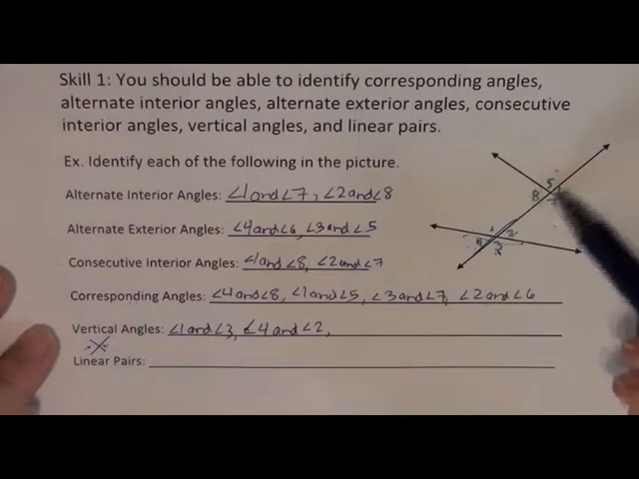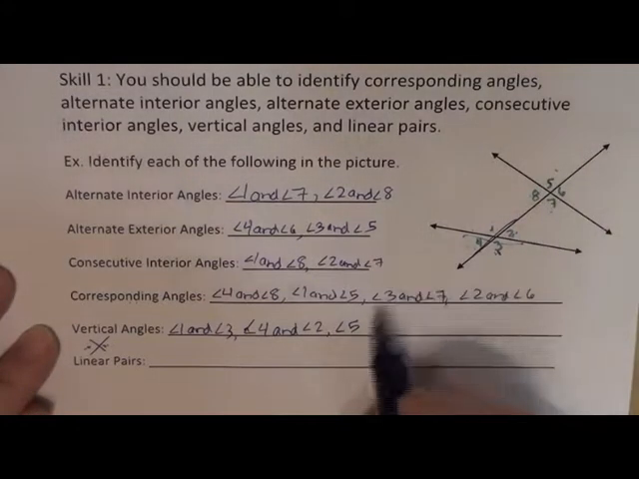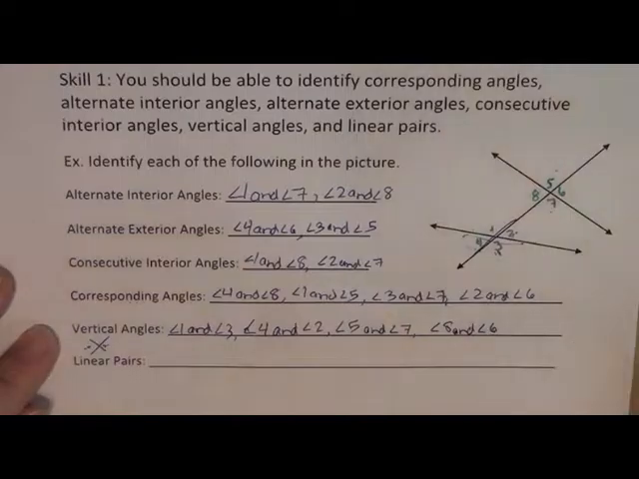Now go to the other X, 5, 6, 7, and 8. There's an X right up here. Angle 5 is across the X from angle 7. And angle 8 is across the X from angle 6.